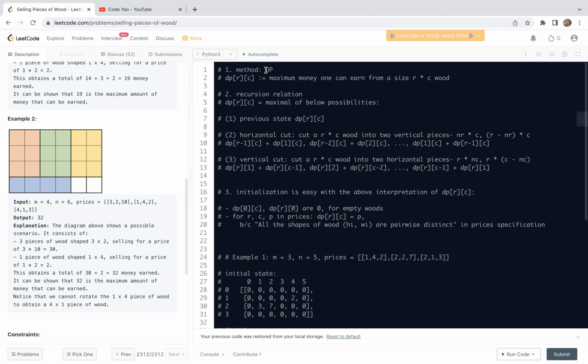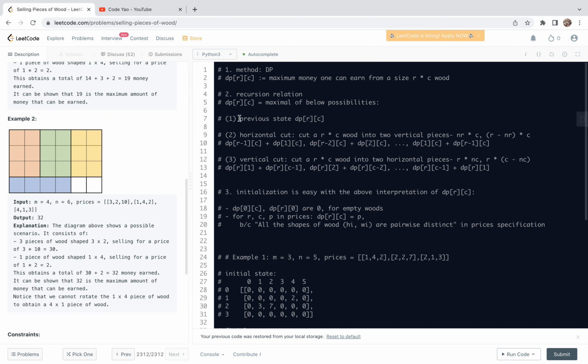The method here is the standard dynamic programming. The key is how we interpret the generic element dp[r][c] in the dynamic programming table. Here we make the following interpretation: dp[r][c] is the maximum money one can earn from a size r by c wood. With this interpretation, the recursion relation and the initialization are both very intuitive.